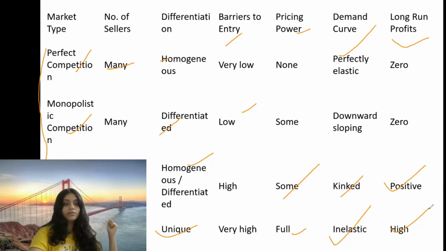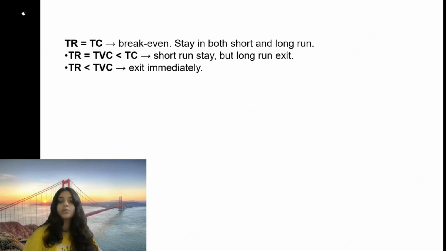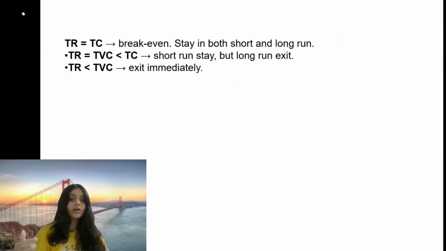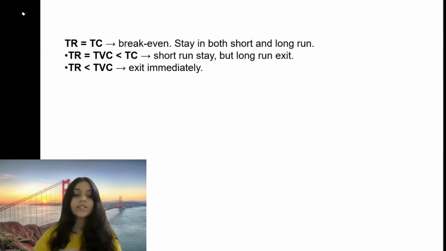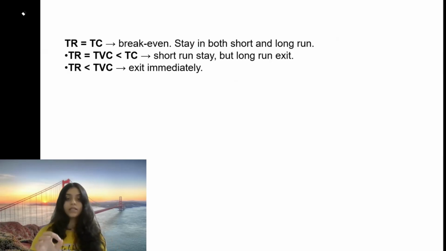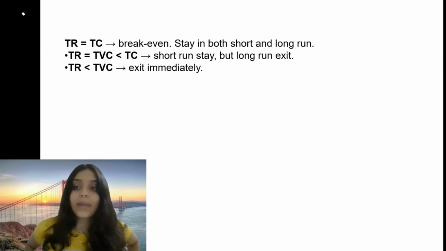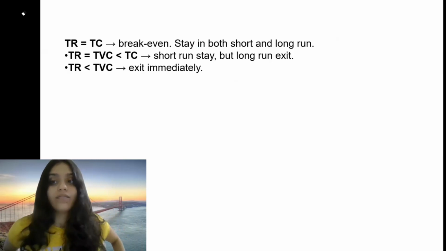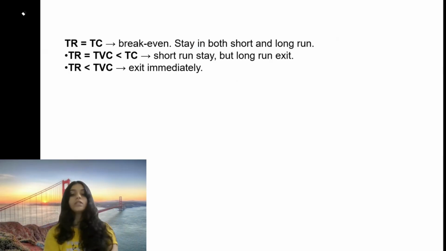moving forward to shutdown decisions under perfect competition. Now there are some situations in which firms sometimes decide to shut down their entire operation. Now, when does it actually occur? So, for example, situation one is total revenue is equal to total cost. Now, this is also known as the break-even point. When total revenue is equal to total cost, it is known as the break-even point.